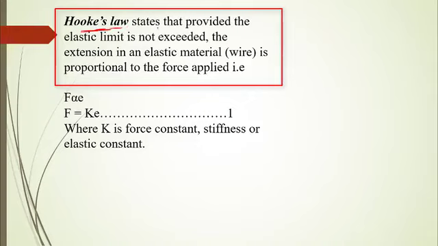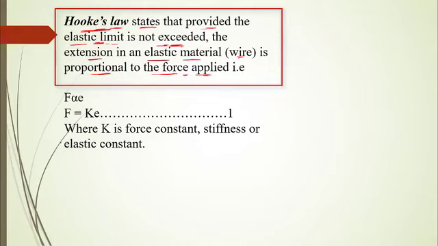Now, according to that law, he stated that provided the elastic limit of a body is not exceeded, the extension in an elastic material, say wire, is proportional to the force that has been applied. We'll look at what we mean when we say elastic limits in the following slides to come. But just get this law drummed into your head, that provided the elastic limit of a material is not exceeded, the extension, how long it was drawn in that elastic material, is proportional, reacts directly with the force that was applied.